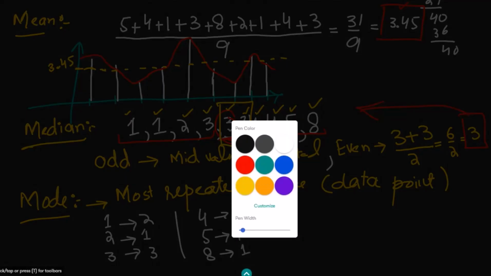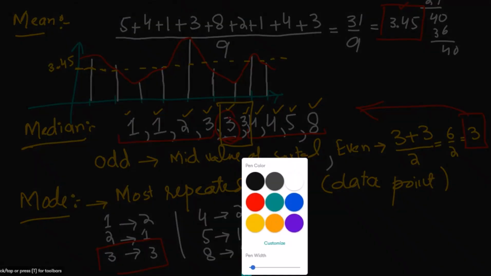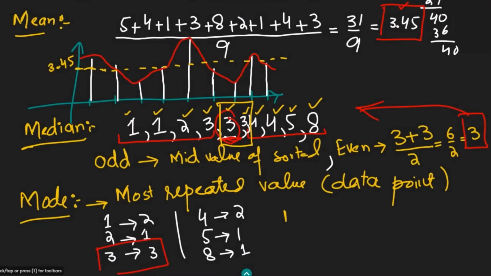So what is the value which is repeated mostly? That is here 3. So 3 is the mode value for the data which we have. So the mode of it is 3, and this is the answer.